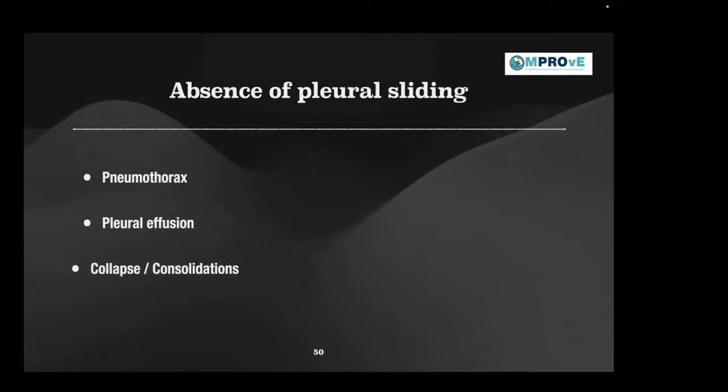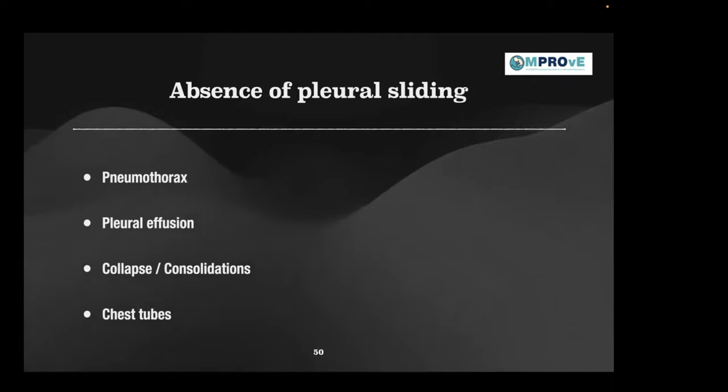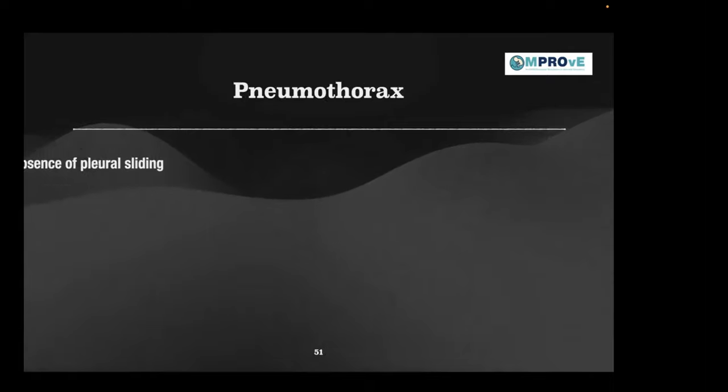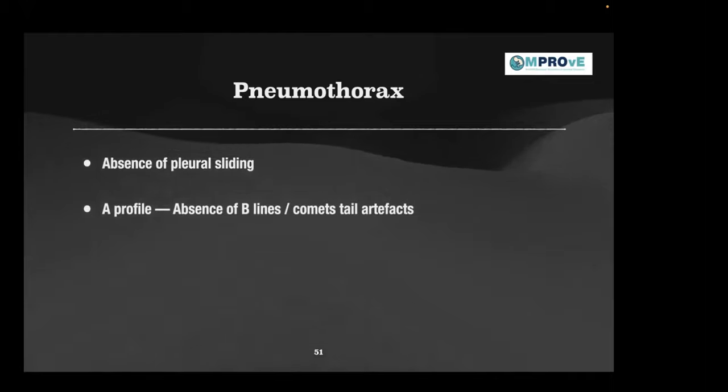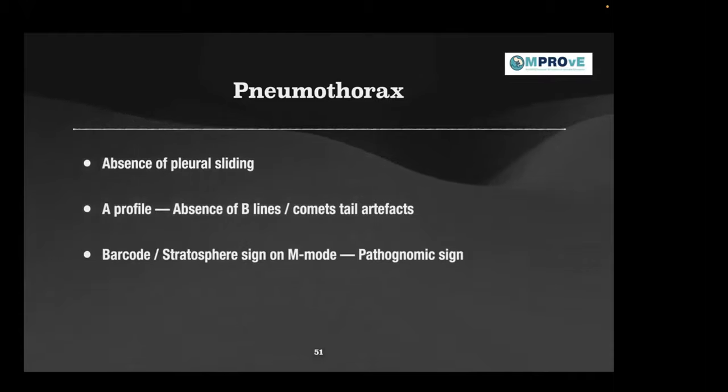When do we lose pleural sliding? Well, a number of conditions. It could be pneumothorax, pleural effusion, collapse or consolidations, and chest tubes. So these are the conditions, to name a few, where you can lose your pleural sliding. Let's talk about pneumothorax though. Of course, there will be an absence of pleural sliding. You will see A profile, or as the BLUE protocol likes to say it, A prime profile. So it's all A lines because it's all air. There is no fluid. That's what pneumothorax is. So you're not going to see any B lines or comet tail effects. So absence of B lines and comet tail effects is A profile.